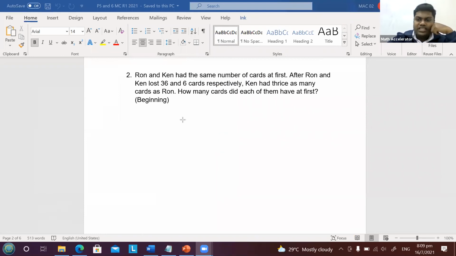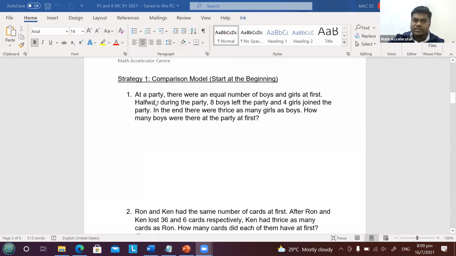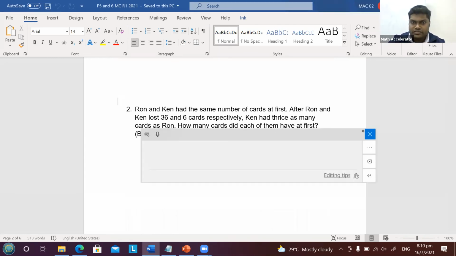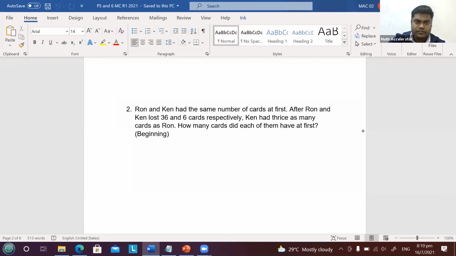Now Ron and Ken had the same number of cards at first. After Ron and Ken lost 36 cards respectively, Ken had 3 times as many cards as Ron. Okay, so this question is slightly different from the first one. First one, boys left, then the girls joined, right? But this one, both are losing cards, okay?